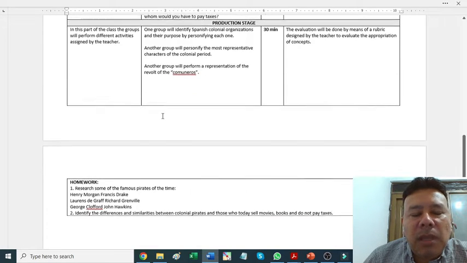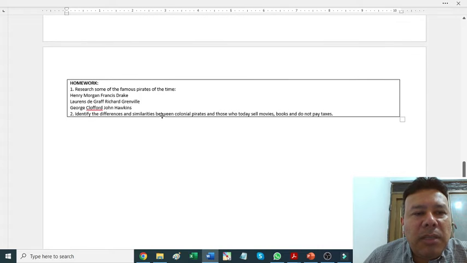The homework: one, research some of the famous pirates of the time: Henry Morgan, Francis Drake, Laurens de Graaf, Richard Grenville, George Clovers, John Hawkins. Second, identify the differences and similarities between colonial pirates and those who today sell movies and books and do not pay taxes.